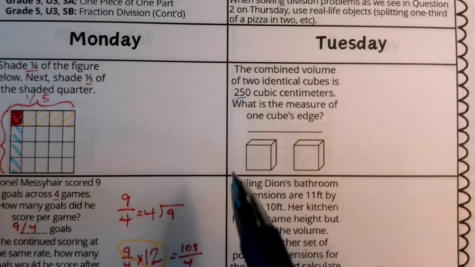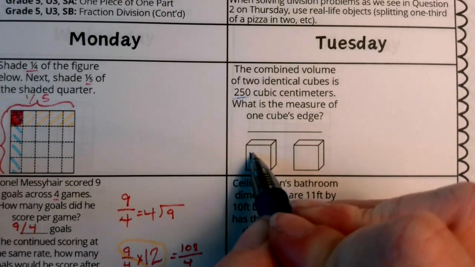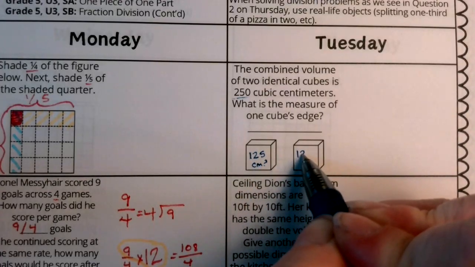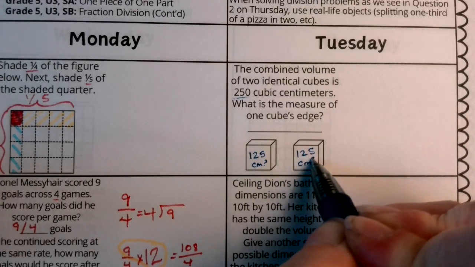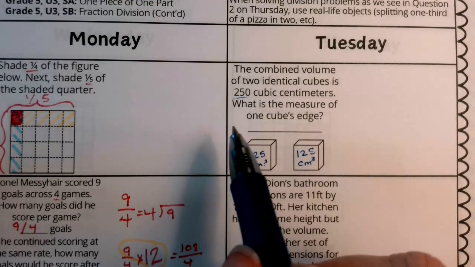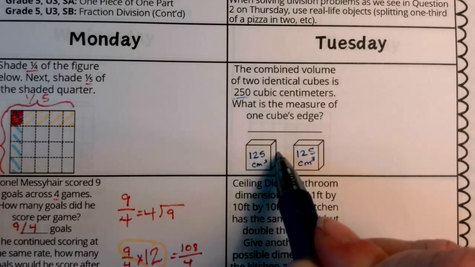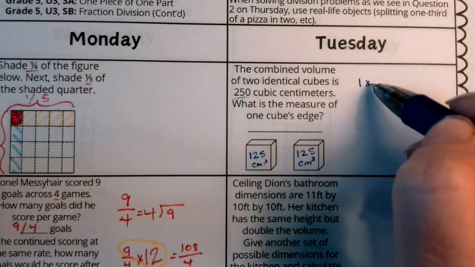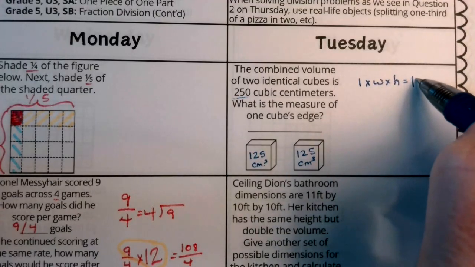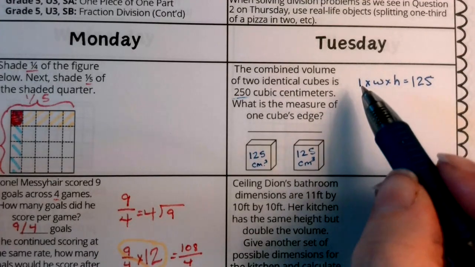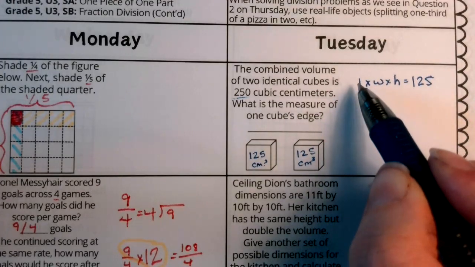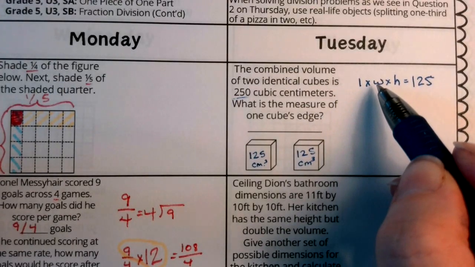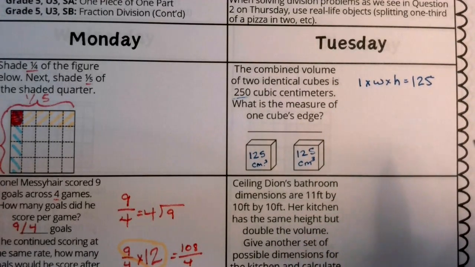Now, both of these together are 250, so I know that this one is 125 cubic centimeters, and I know that this one is 125 cubic centimeters. Now, the question is asking us, what is the measure of one of these lengths? So really, I know that the length times the width times the height has to equal 125, and I know that it has to be the same number in each of these. So really, it is this variable times itself times itself has to equal 125.